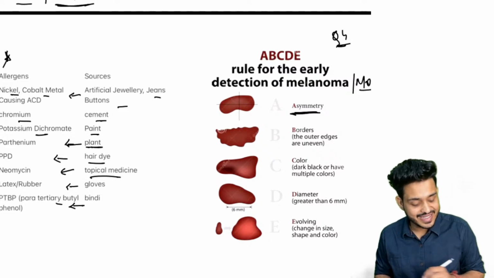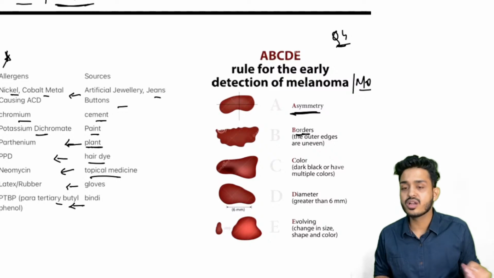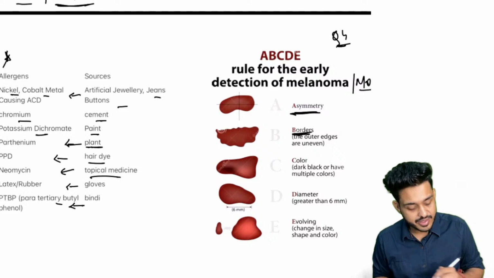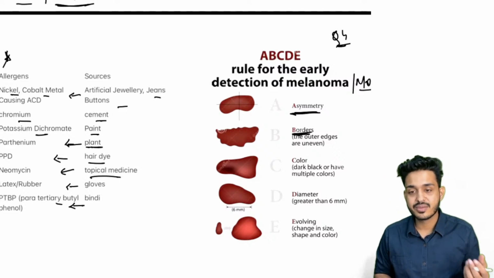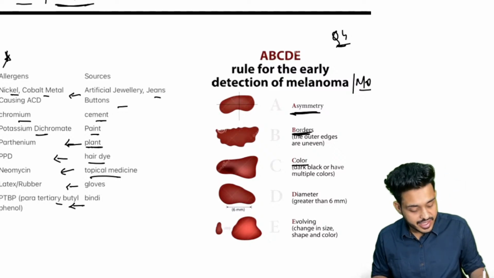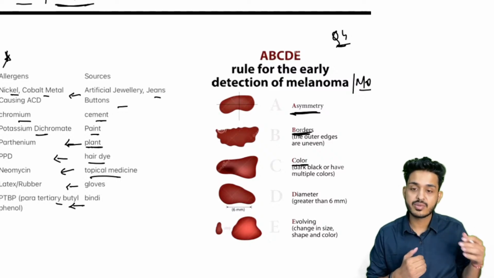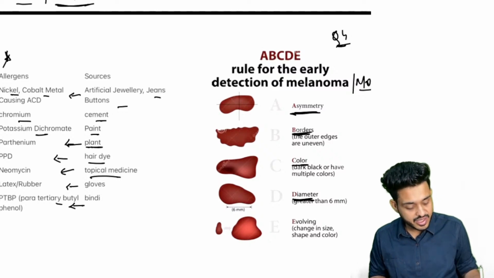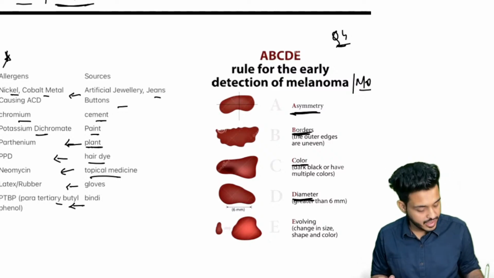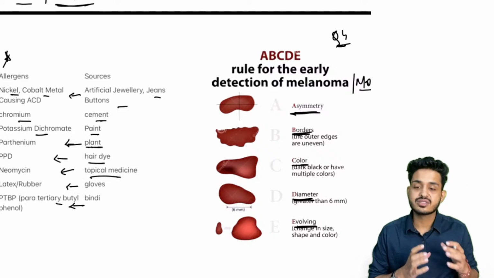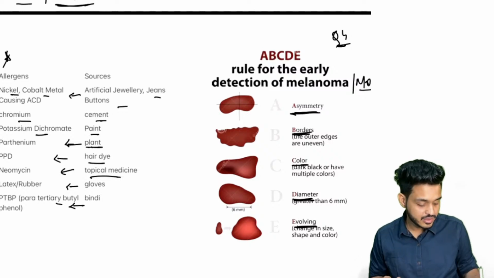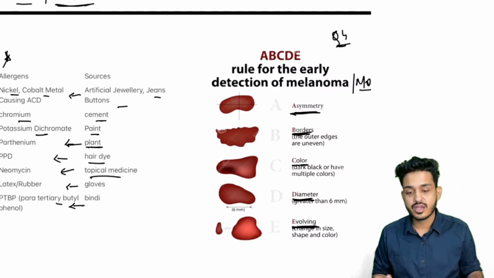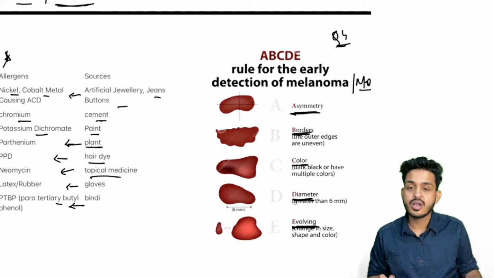So A means asymmetry, B means border. Melanoma will be asymmetrical. Okay, melanoma will have uneven borders. It will have different colors. Melanoma will have color that would be different, it will be changing the color. The diameter will be more than 6 mm. Okay, and it will be evolving, changing the size, it will be increasing in size. Okay, so this is what you need to remember about melanoma.